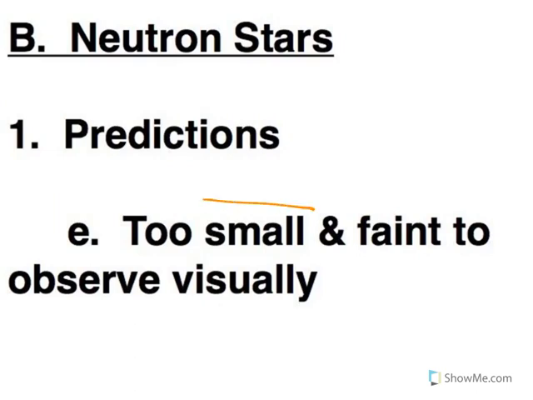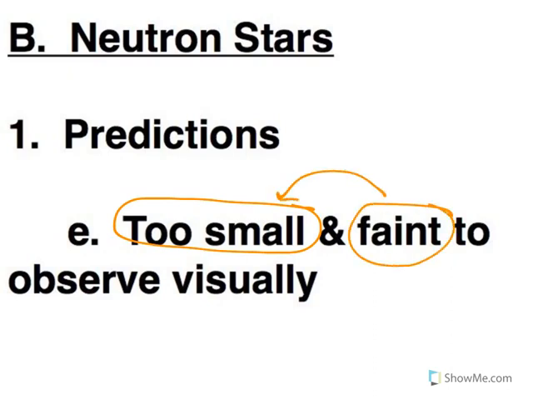Neutron stars are small, obviously. It's about the size of a city. And relatively faint because they are small. So we can't see these.